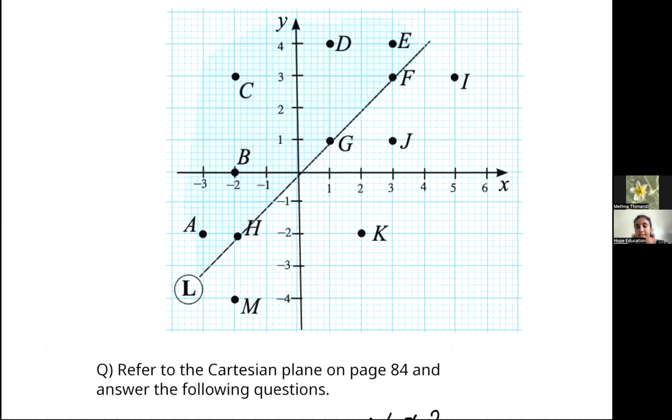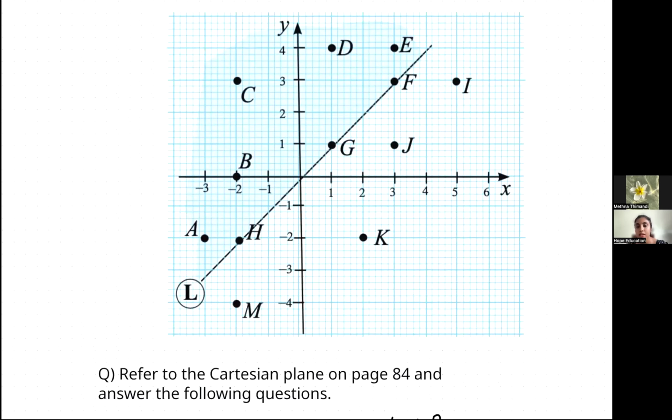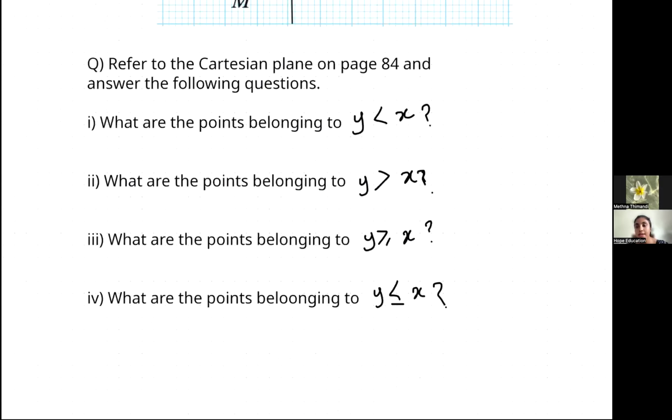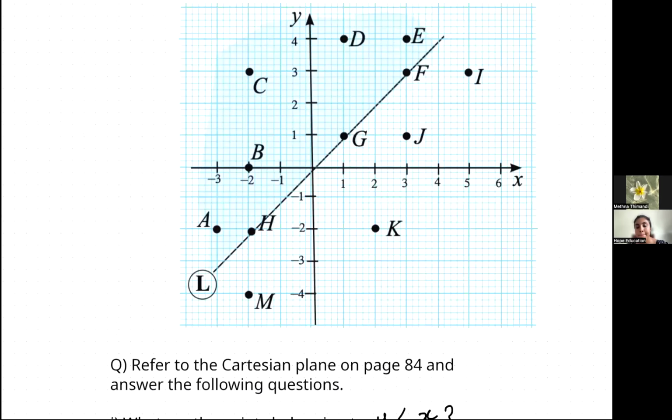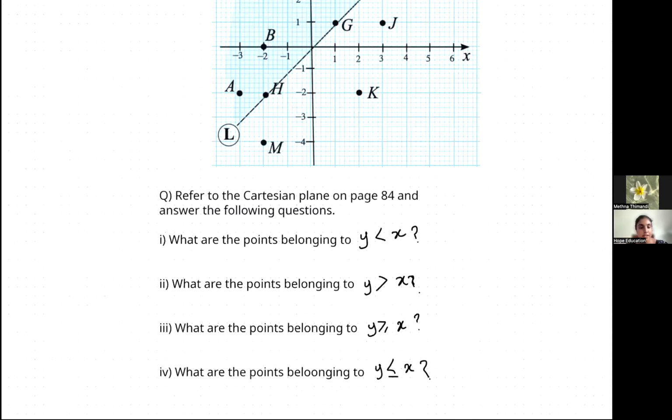Our points A, B, C, D, E. And then? F, G, and H. Yes. Then y is less than or equal to x? F, E, H, I, J, K, M. Correct, correct. Good. Then that is the end of that lesson, right? Yes, that is the end of the lesson. We will try 2 questions and then we'll move on to the new lesson, right?